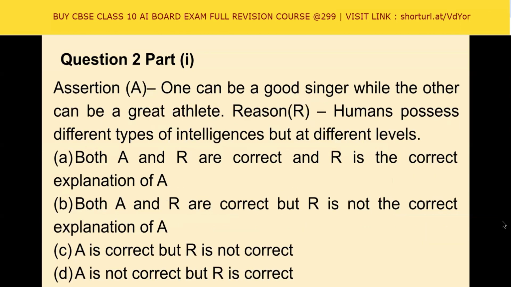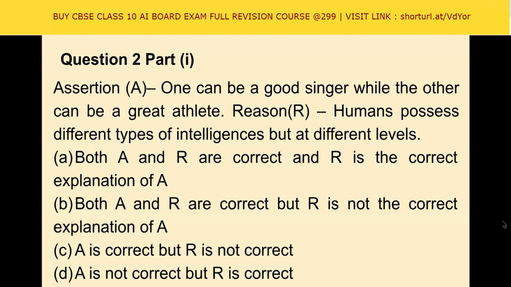Okay, now assertion: one can be a good singer while another can be a great athlete. This is the assertion. The reason is that humans possess different types of intelligence, but at different levels. Yes, this is quite possible. One can be a singer, one can be an athlete, and people have different levels of intelligence. So this is true.